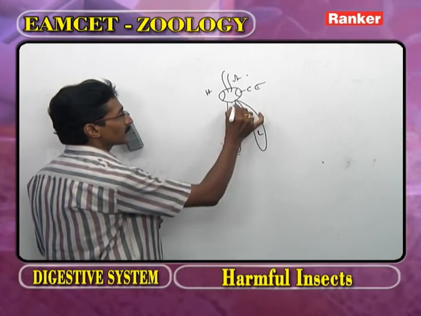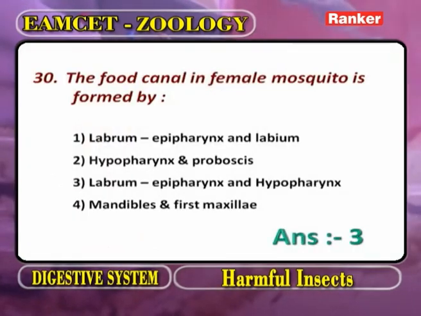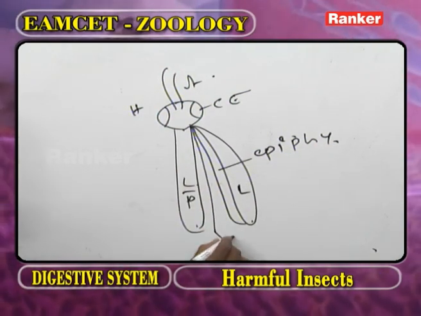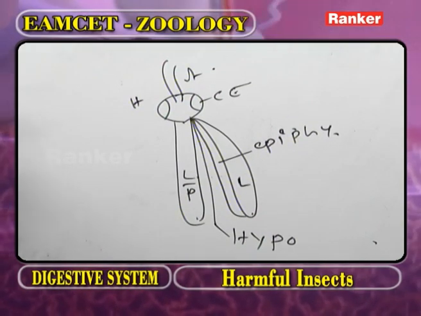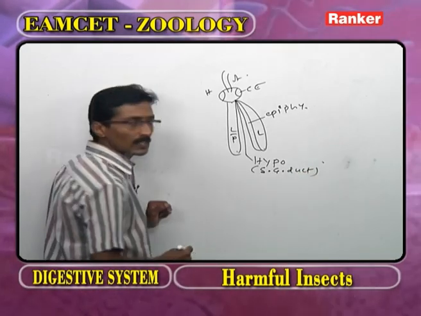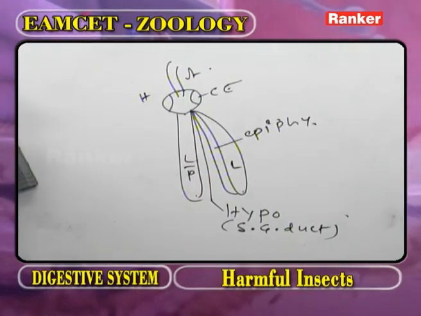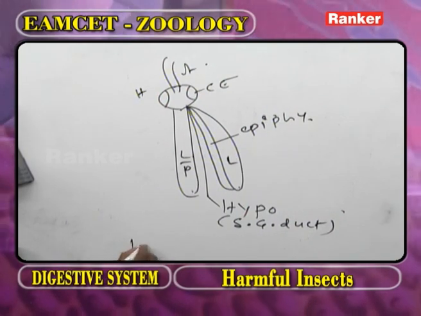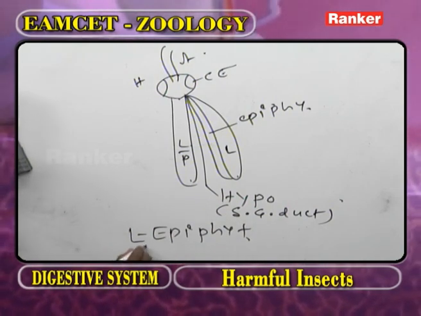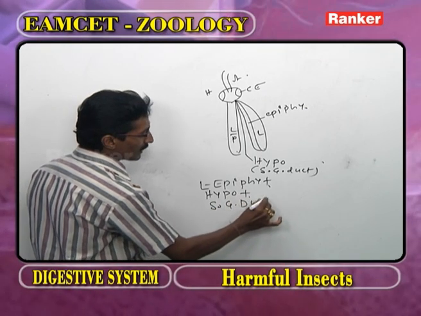It is elongated. And this one we call the epipharynx. Now, this one we call the hypopharynx. In the hypopharynx, what is present? The salivary gland duct. In the female mosquito, the food canal or food tube is formed by the labrum, epipharynx plus the hypopharynx plus salivary gland duct.